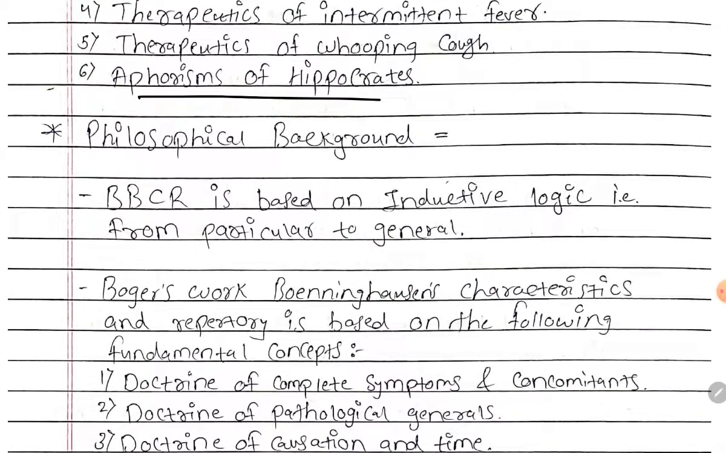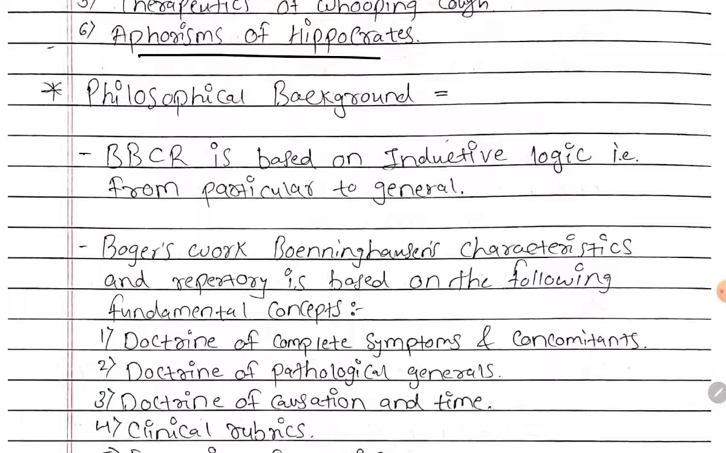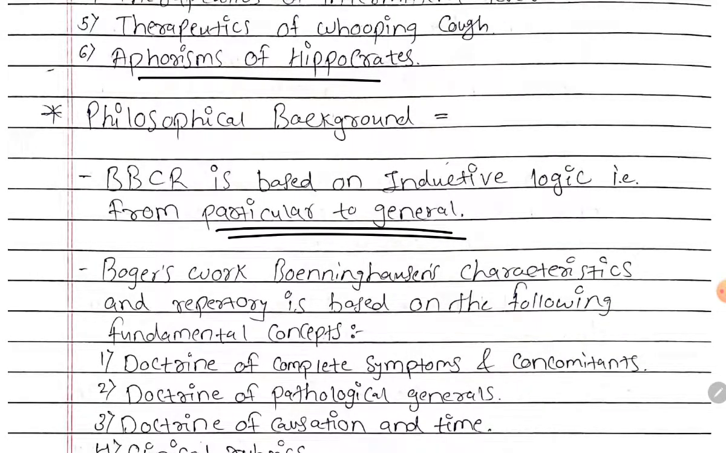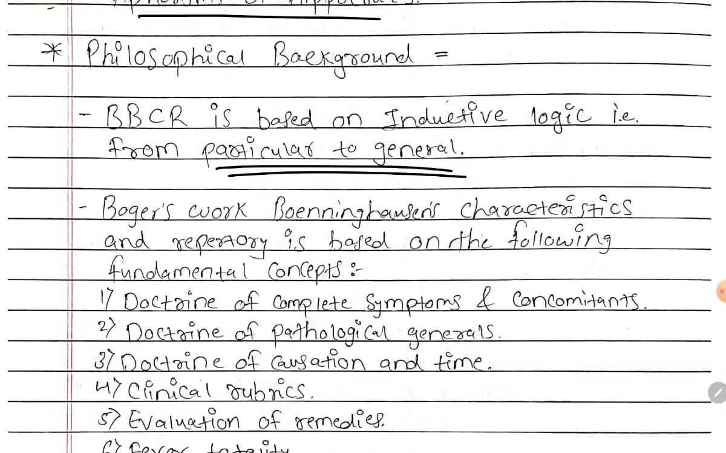Now, the philosophical background. BBCR is based on inductive logic, that is from particular to general, which is completely opposite from Kent, where it goes from generals to particular. But in BBCR, you have to remember here that Dr. Bonninghausen particularly gave importance to the particulars first. So P to G. In Kent we had G to P, but in Bonninghausen's BBCR we have P to G, that is particular to general.